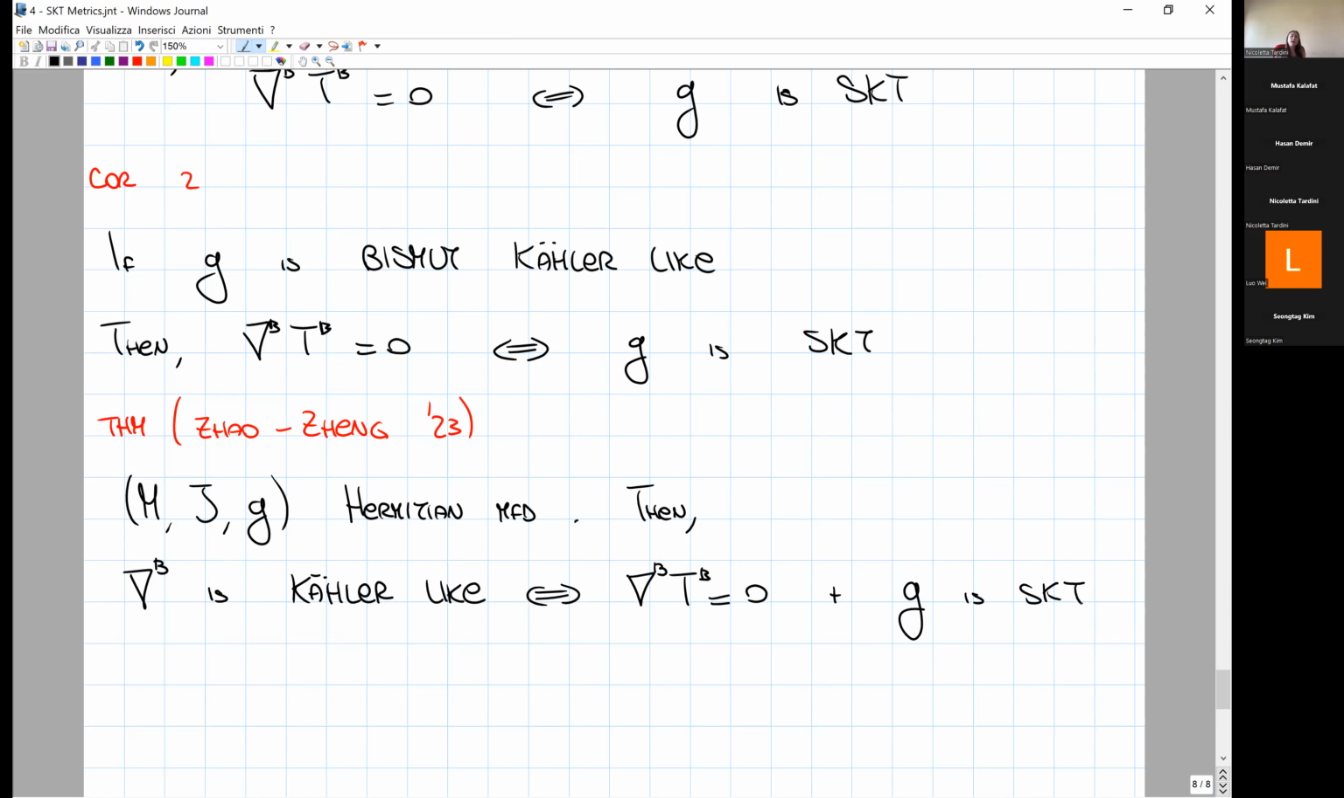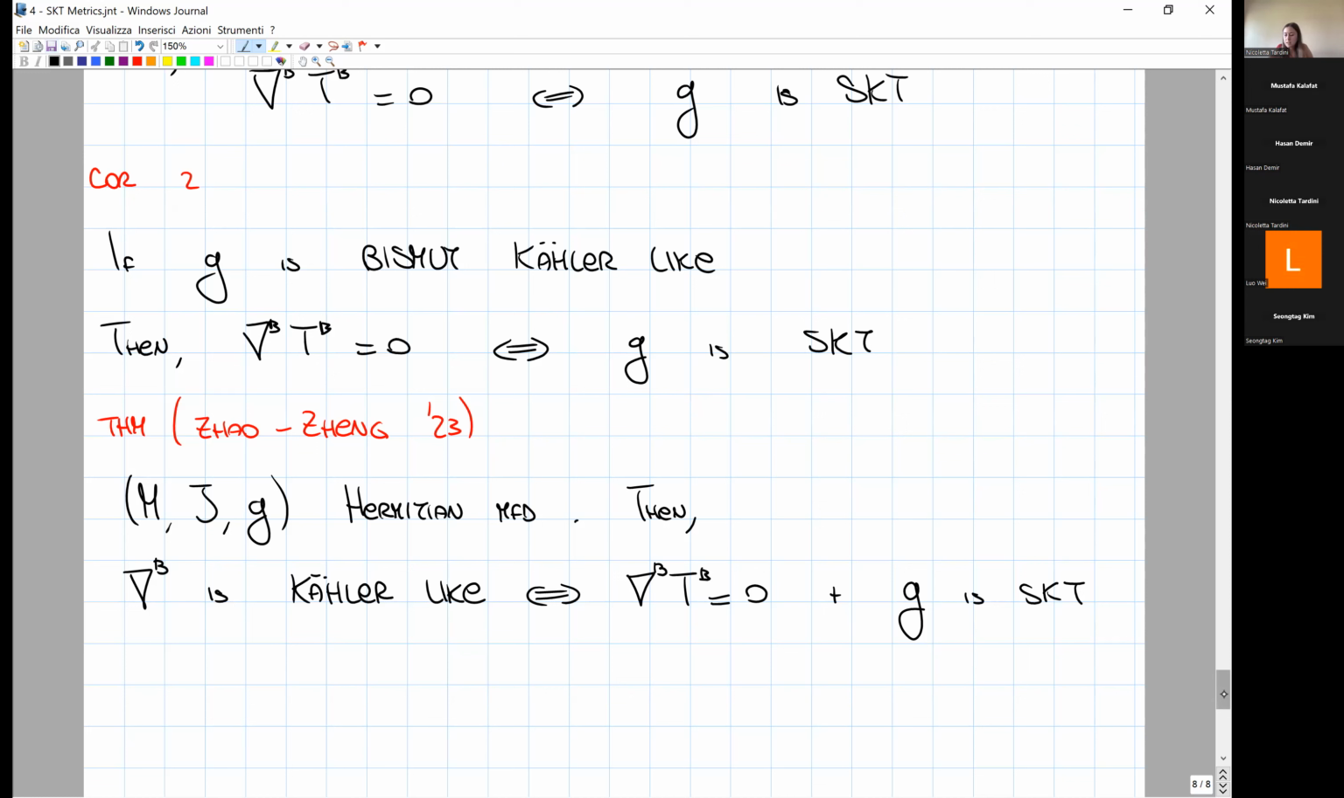So they proved not just that the Bismut-Kähler-like condition implies that the metric has to be SKT, but in fact implies something stronger. The metric is SKT and the torsion is parallel. But also, and this is very interesting, we have the opposite. So when the metric is SKT and the torsion is parallel, then the Bismut connection is Kähler-like. But the proof is very different. I mean, the strategy is very different from the strategy we used with Annafino.